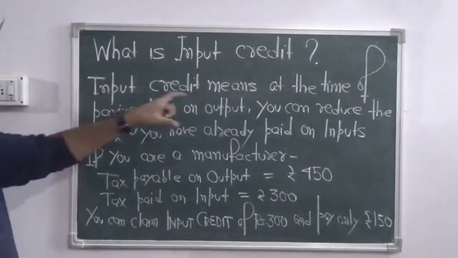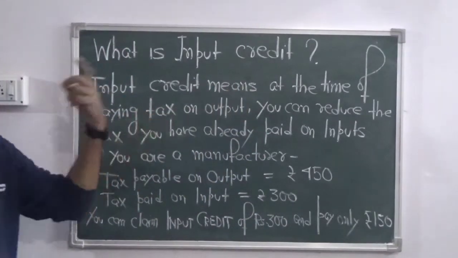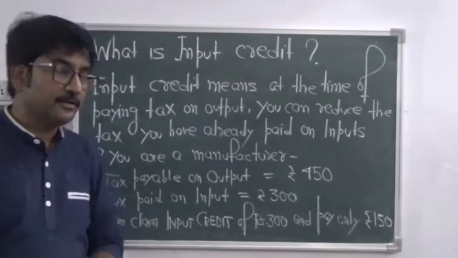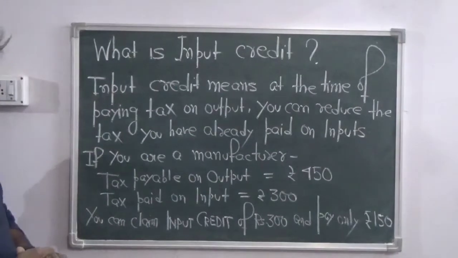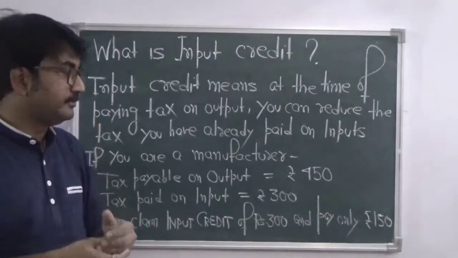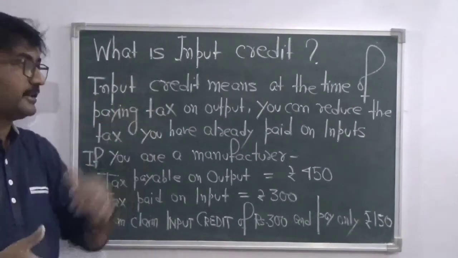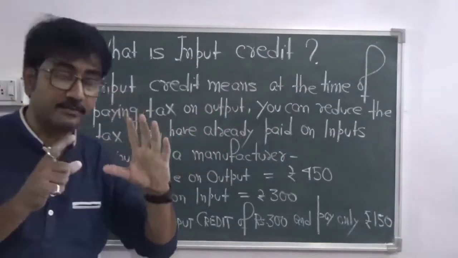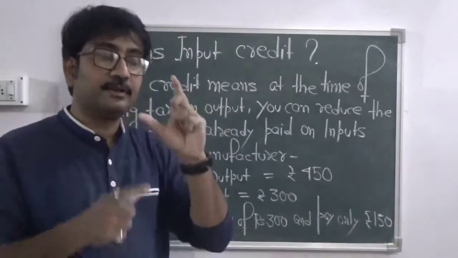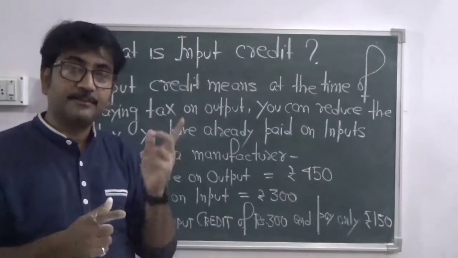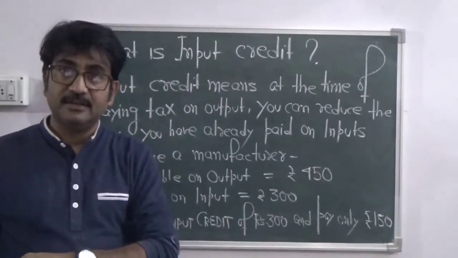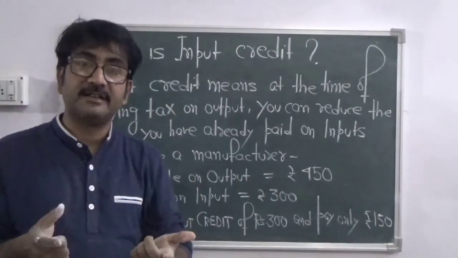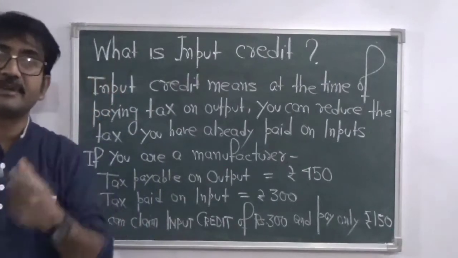Input credit means that at the time of paying tax on output, that is the tax that you collected from the purchaser, while you have to deposit that amount of tax with the government, you can reduce the tax you have already paid on input. That means you are collecting the GST, and before that you've already paid. So that amount which you have already paid is your input credit. So you have to only pay the difference of these two.